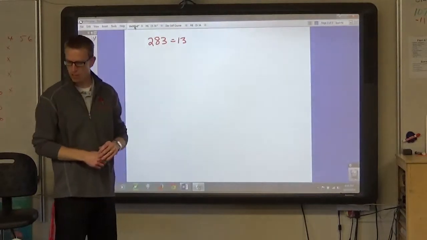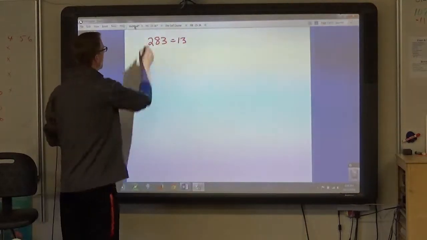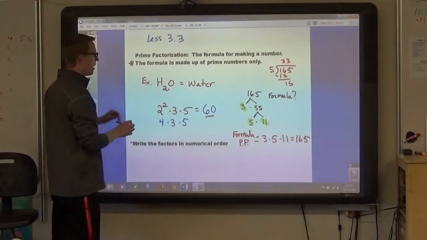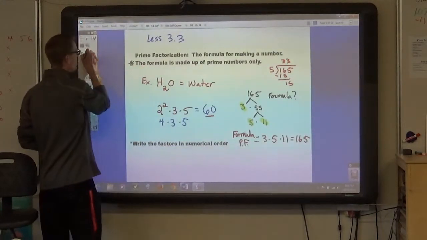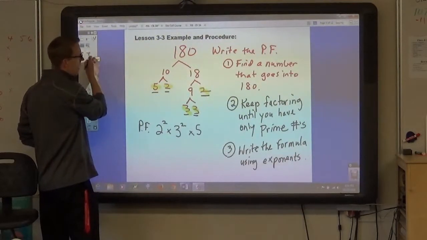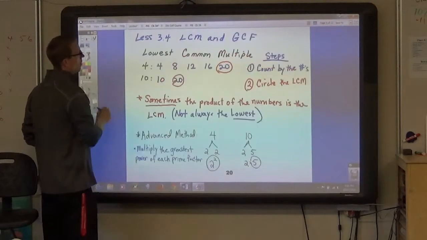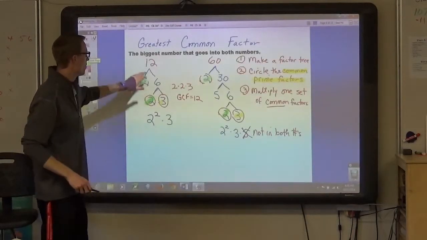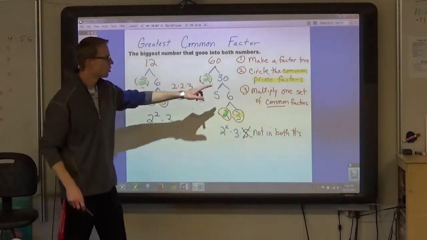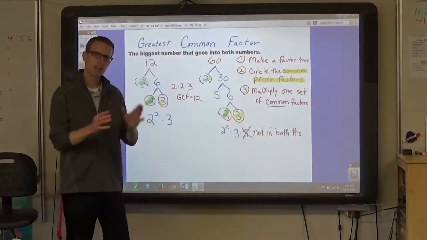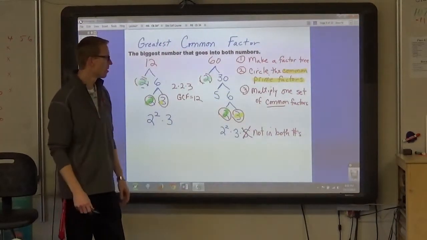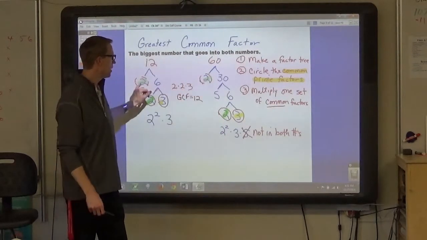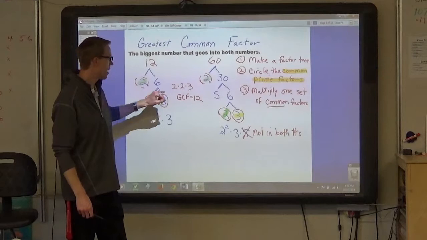How about finding the greatest common factor? When we're finding the greatest common factor, we are factoring the numbers, and then circle the common factors. That's the factors that are in both numbers, and multiplying them. Remember, if there's a 2 in each one, then you multiply by 2.